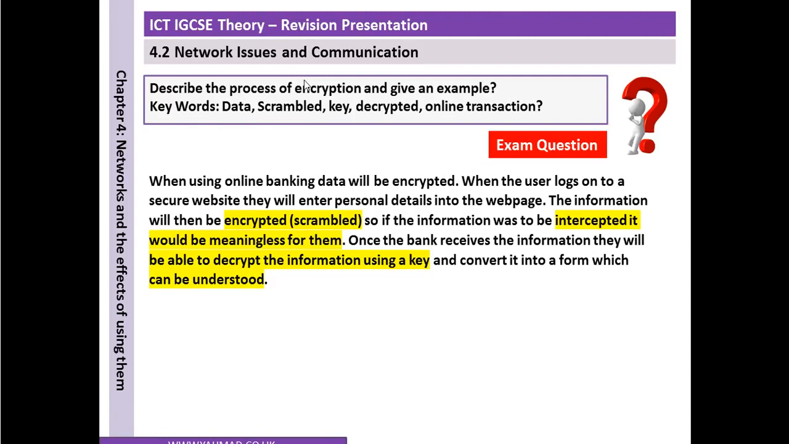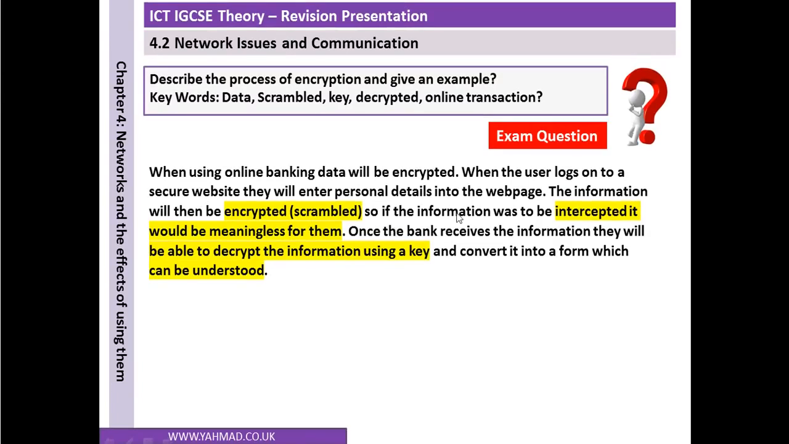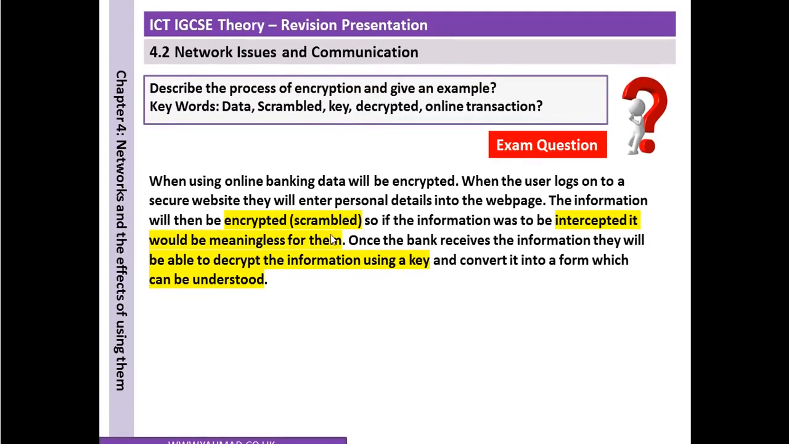Okay, so describe the process of encryption and give an example. So keywords: data, scrambled, key, decrypted, online transactions. So when using online banking, data will be encrypted. When a user logs onto a secure website, they will enter personal details into the web page. The information will then be encrypted, scrambled. So if the information was to be intercepted, it would be meaningless for them. Once the bank receives the information, they will be able to decrypt the information using a key and convert it into a form which can be understood.